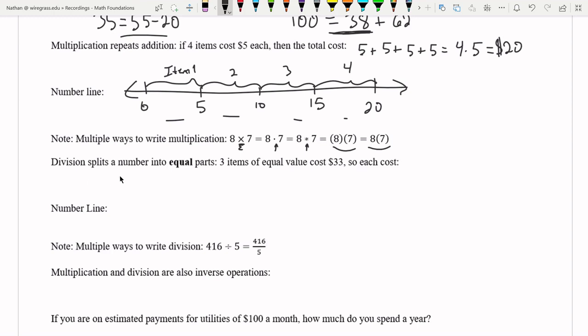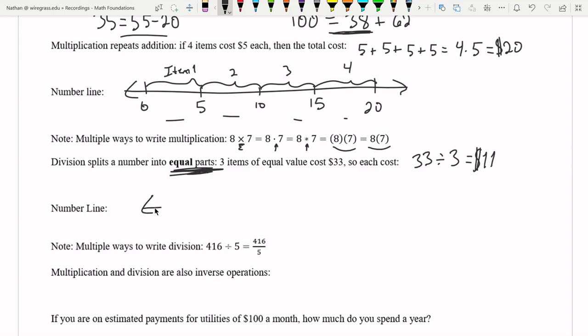Okay, division just splits a number into equal parts. So 3 items that are all equal in value that cost $33 total would then cost 33 divided by 3, which will give you $11. So each of the equal valued items are each $11. That means it's $33 total.